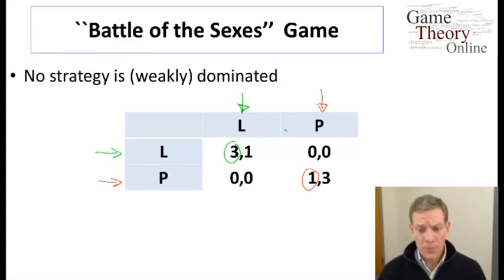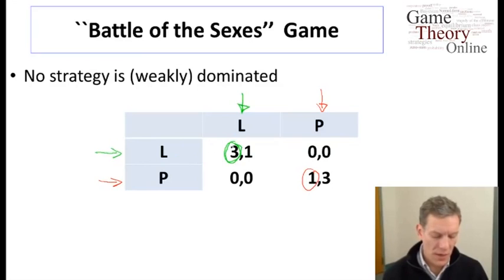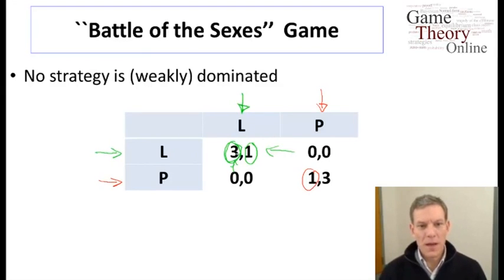And if we're looking for stable points, here we can see that LL, if they're both playing L, then the 3 is the best response for the row player. So 3, choosing L, gives them the maximum payoff. The 1 here is also the best response for the column player. So we have a stable set of strategies. LL is an equilibrium. Now obviously that favors one of the players. The row player gets a higher payoff from LL than the column player does.